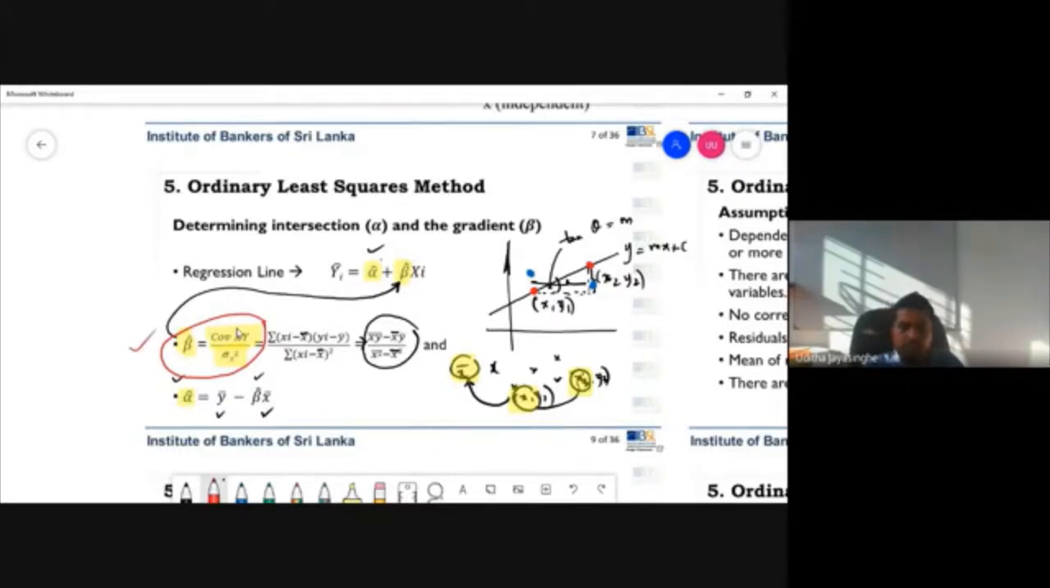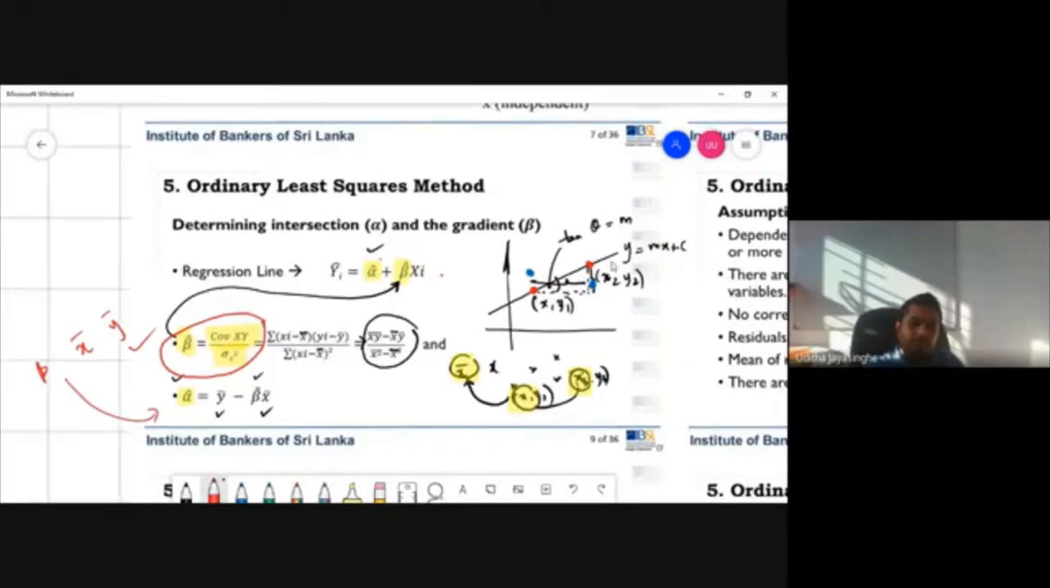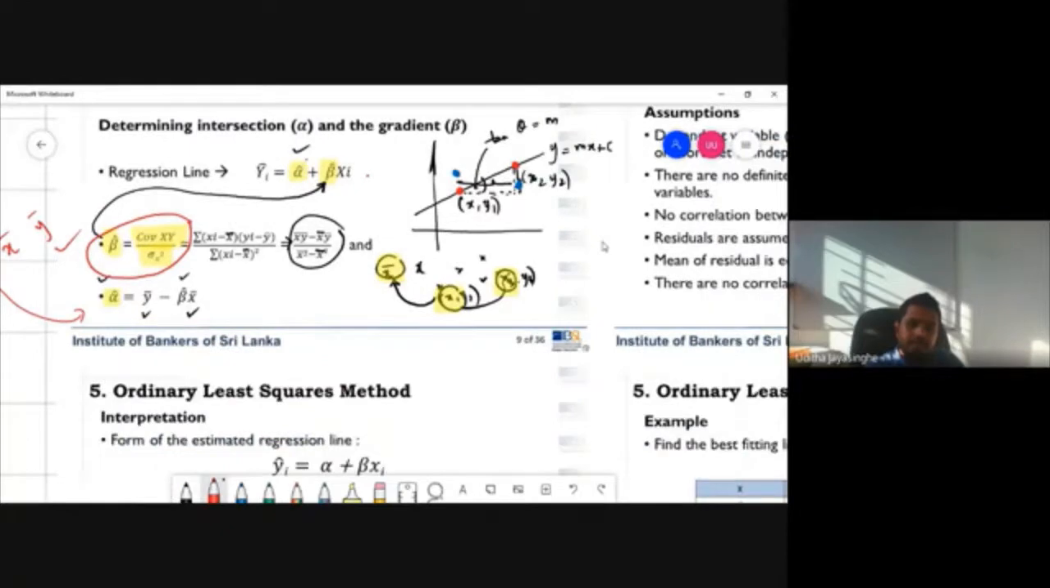calculate beta. You know the x bar, you know the y bar, you can use these couple of values to calculate alpha. Then we are done with the equation. Okay. So before moving on to a computation in the next slide, let's see some of the assumptions in this method.